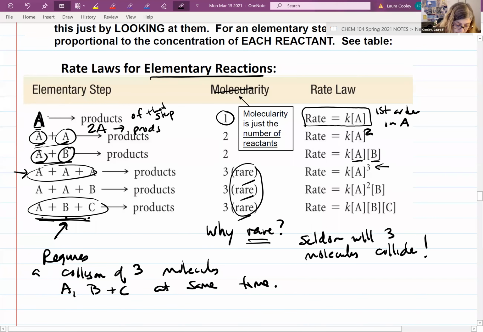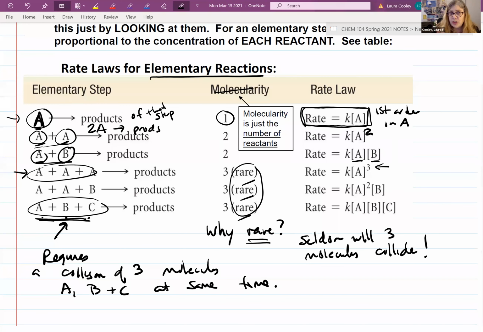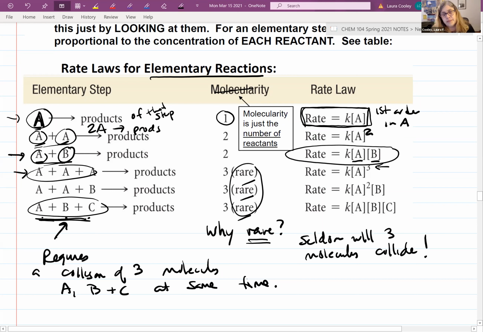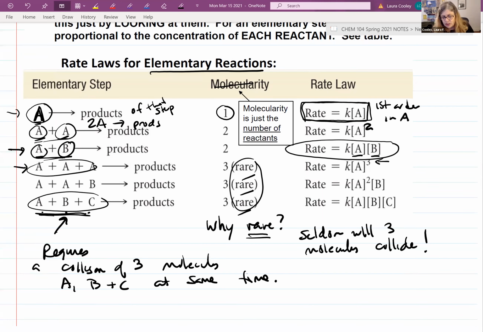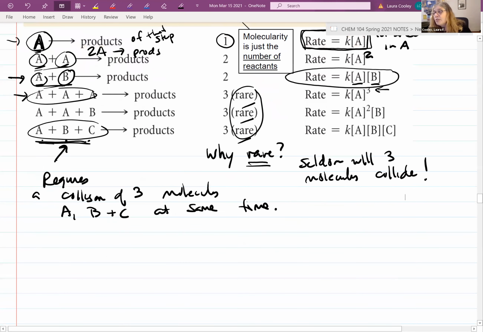So if your slow step is just something breaking down, turning into something else like this first reaction here, that means the slow step would be first order. That means the rate of that reaction would be first order. If your slow step involves a collision, say of A and B, then the slow step will have this rate law, and the overall reaction will have that rate law because it's determined by the slow step.